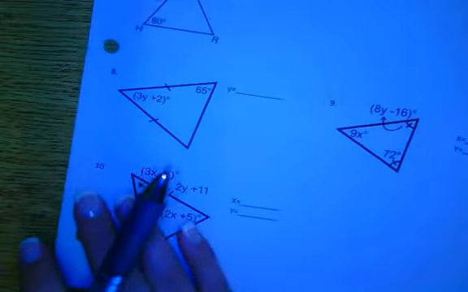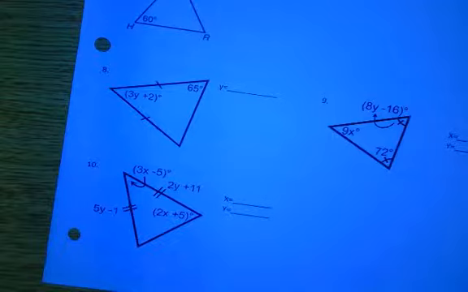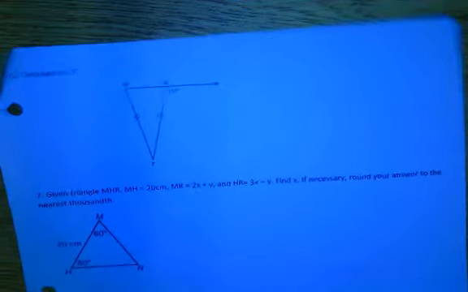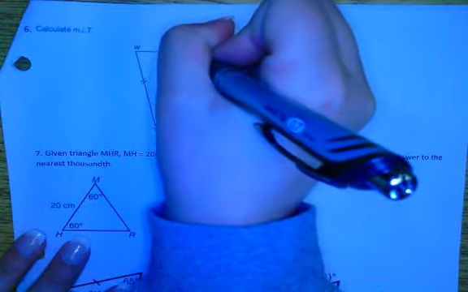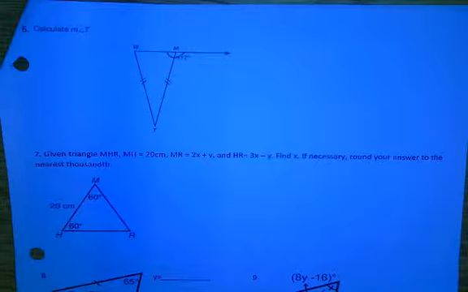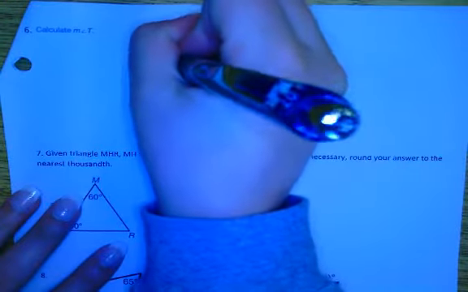Okay, number 6. Calculate the measure of angle T, so your vertex angle. How do we proceed? 180 minus 117 because these two angles are supplementary, because they form that straight line. So what is the measure of TMW? 63. Sweet.